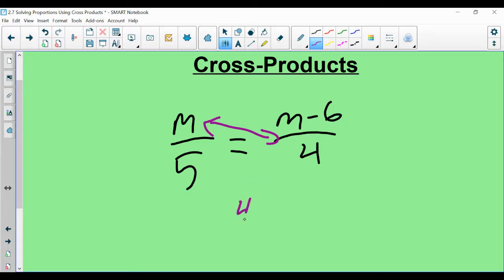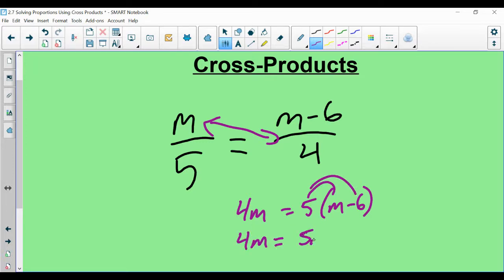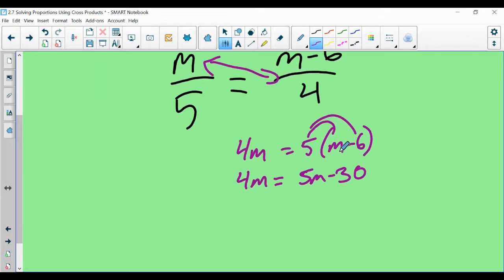Those multiply to 4m. One's multiplied to 5 times m minus 6. We're going to have to distribute that 5. So we multiply both the m and the negative 6 by 5. 5 times m is 5m, and 5 times negative 6 is negative 30.